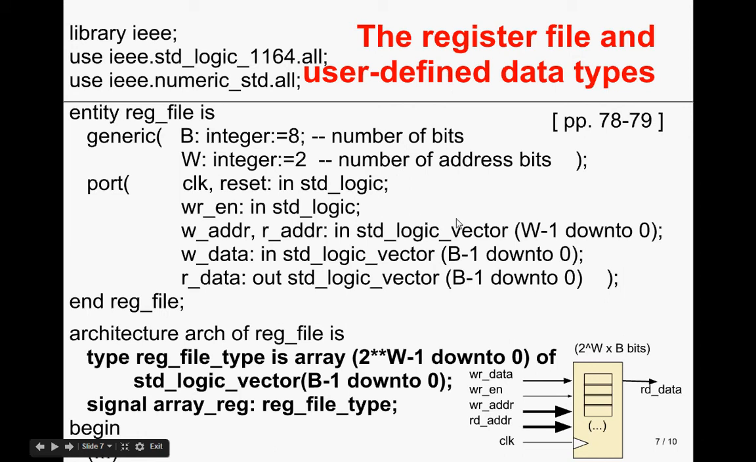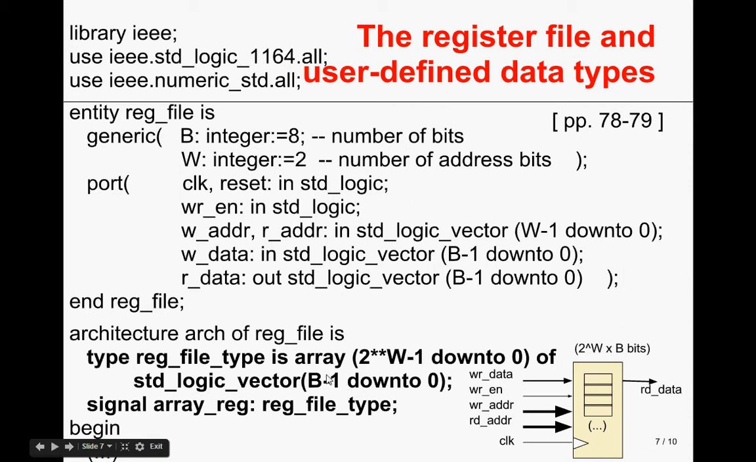But the interesting thing in defining a register file, which is simply a set of registers, is that there is no predefined data type to represent this structure. So we will have to create what is called a user-defined data type. We can do so inside the architecture body by using the keyword type, and then we name our new data type. In this case we will call it register file type, and we will say that it is an array with these many elements of standard logic vector type.